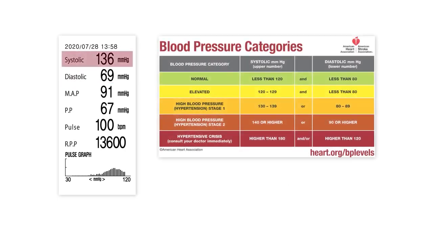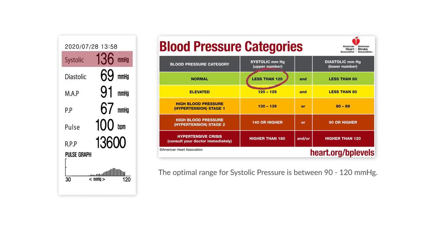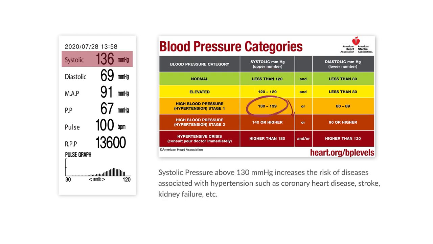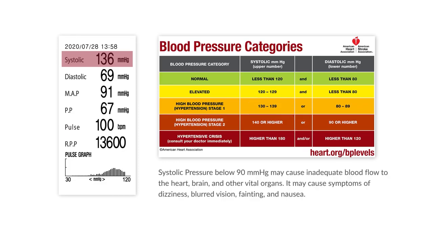The optimal range for systolic pressure is between 90 to 120 millimeters of mercury. Systolic pressure above 130, known as isolated systolic hypertension, increases the risk of diseases associated with hypertension, such as coronary heart disease, stroke, kidney failure, etc. Systolic pressure below 90 may cause inadequate blood flow to the heart, brain, and other vital organs. It may cause symptoms of dizziness, blurred vision, fainting, and nausea. Generally, low systolic pressure without symptoms is not considered serious.